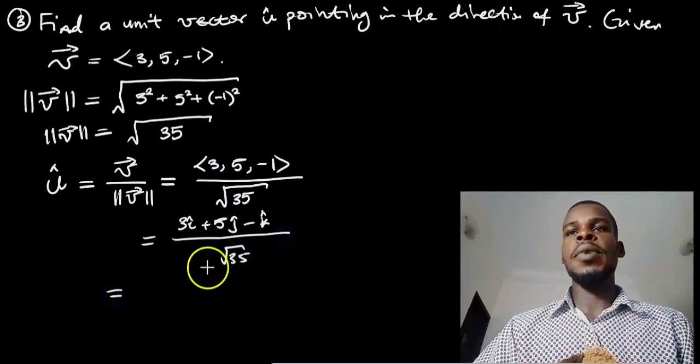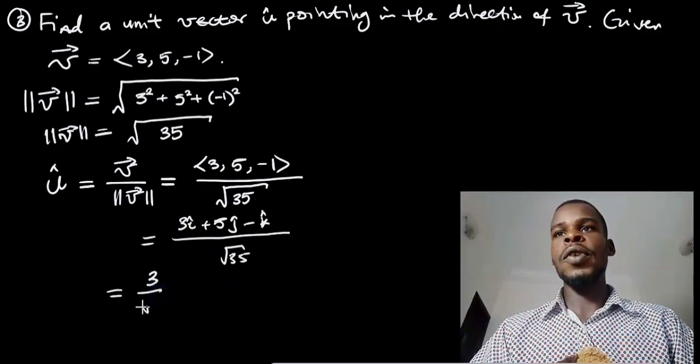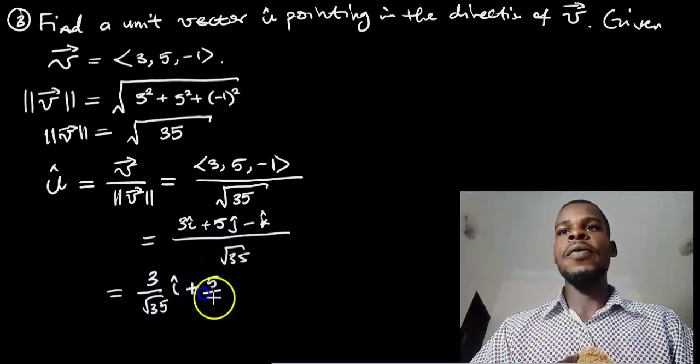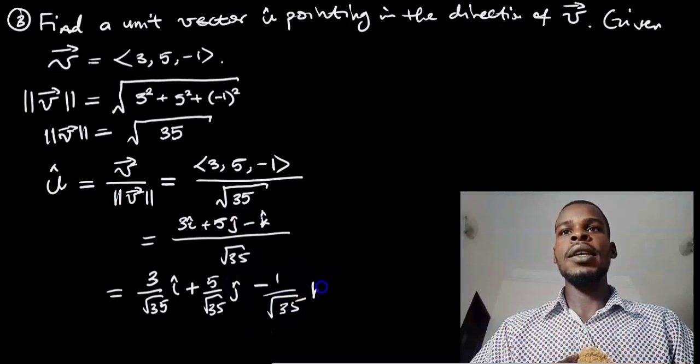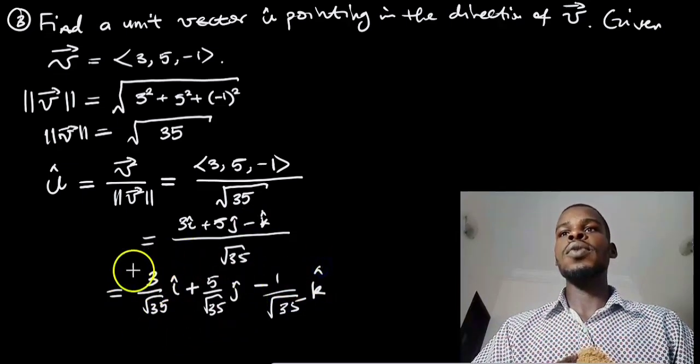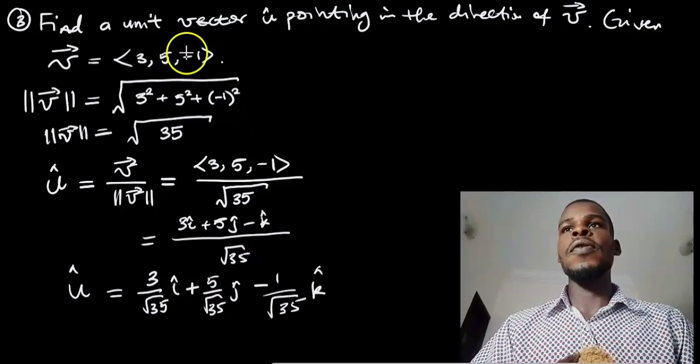Okay, so I'm going to split this apart such that for every direction we have it separately. I'm going to split the fraction. So that will be 3 over the square root of 35 i, plus 5 over the square root of 35 j, and then minus 1 over the square root of 35 k hat. Good. So this right here is a unit vector pointing in the direction of vector v.